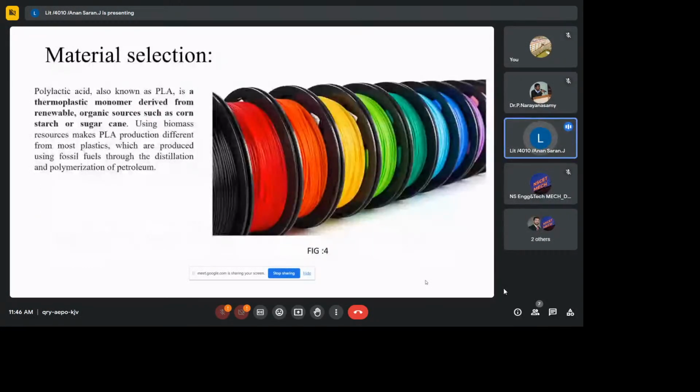And this is the material that we are choosing, sir. Polylactic acid, called PLA, a thermoplastic monomer from renewable organic sources, made from cornstarch and sugar cane, and it is completely eco-friendly, sir. And PLA production is very different from other plastics, which produce from fossil fuels through the distillation and polymerization of petroleum, sir.